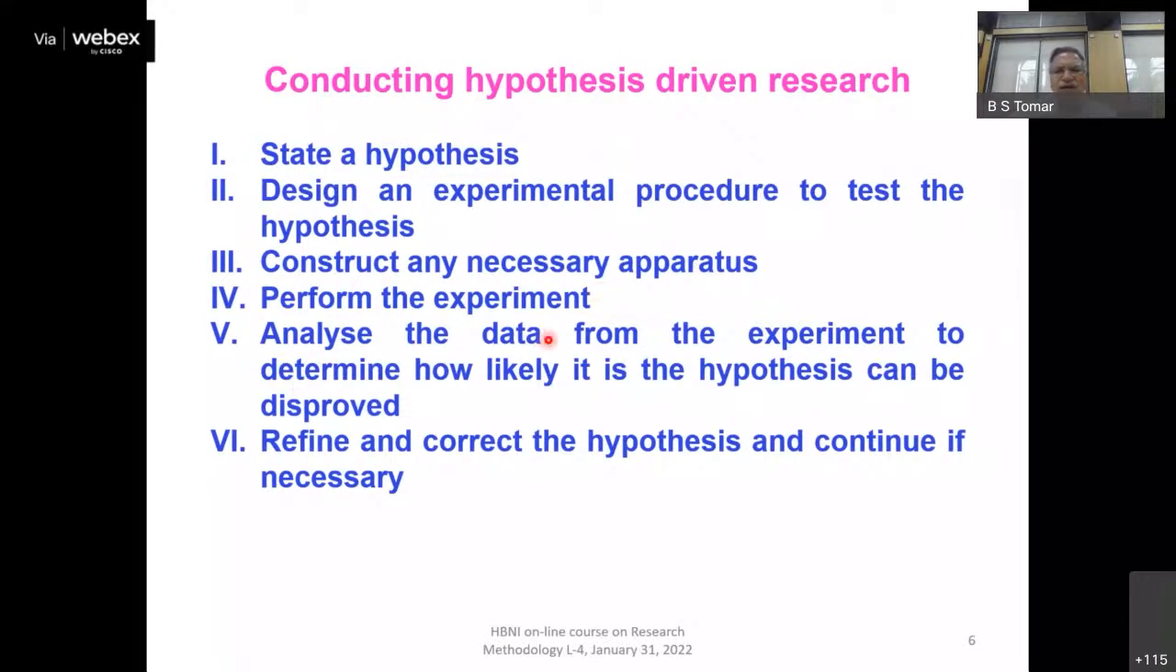Then you analyze the data from the experiment to determine how likely it is that the hypothesis can be disproved. There is a lot of statistical analysis of the data to determine whether the hypothesis is true or false. This is how the research is carried out. And it may so happen that it is not coming true, and then you may have to refine and correct the hypothesis and continue if necessary. So it is not that you make a statement of a hypothesis, carry out the experiment and close the chapter.